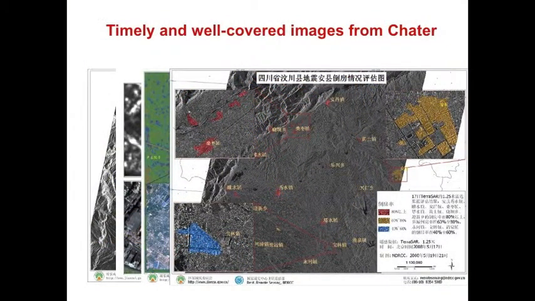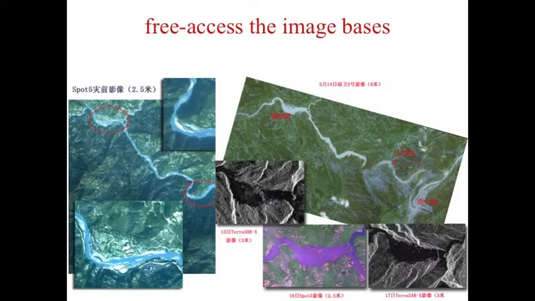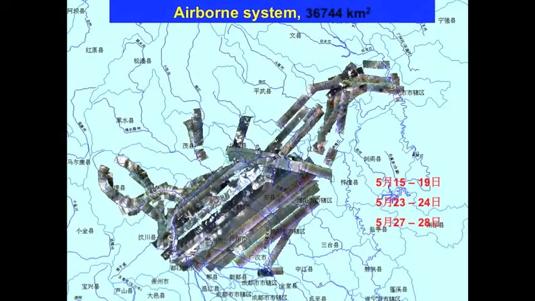And the seismic agency can timely get the data to interpret the damaged area, etc. And also all the data is free to access for all the China agencies. So you can use this kind of data to evaluate the damage of the system. And also the airborne system gets all the data in higher resolution, and they can use that data to interpret the damage.